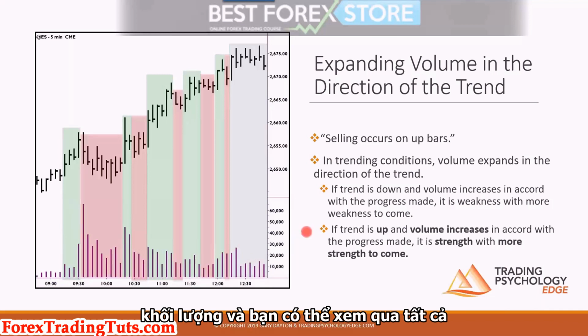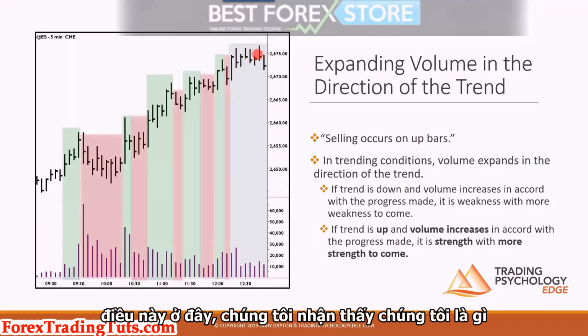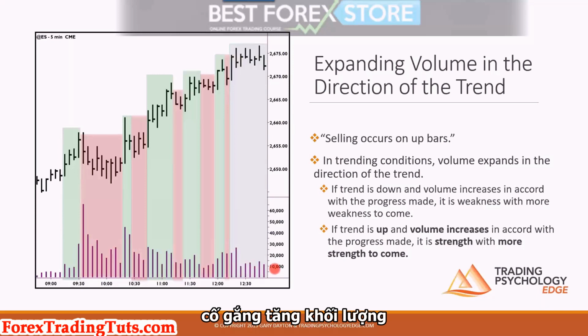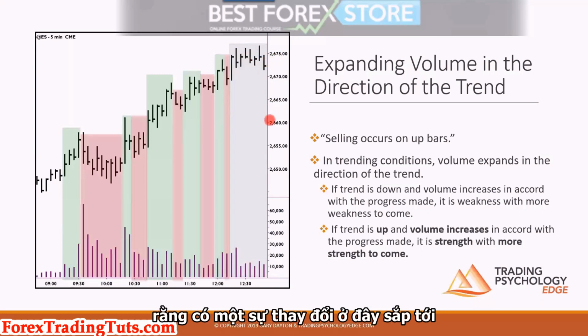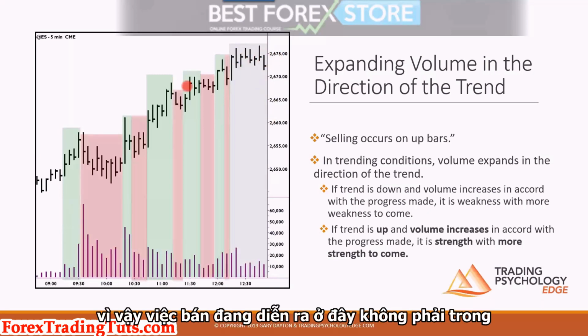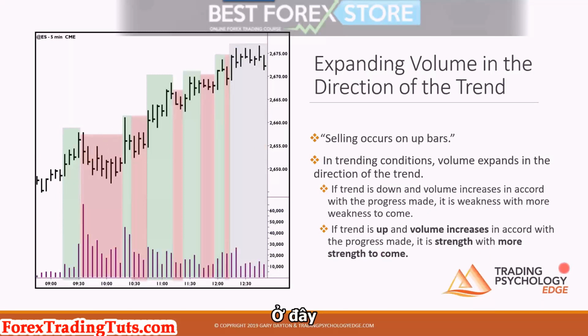And you can go through all of this. Up here, what do we notice? We're trying to rally, volume is down, and instead of up bars that are closing firm near their highs on the rallies, these are closing on their lows. Look at that. There's a change coming here, okay? So the selling is occurring here, not in here. That's important to understand.